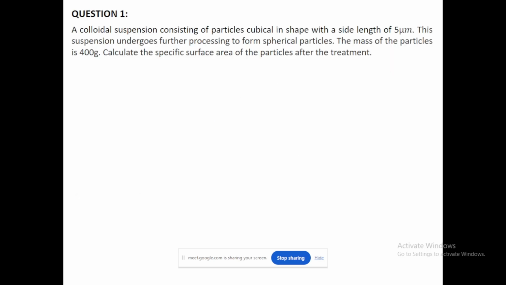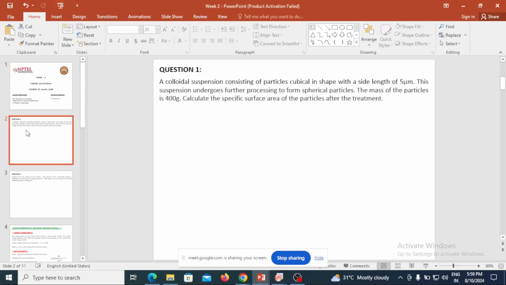This is also a very similar question to what we saw in the last week. It states that we have a colloidal suspension consisting of cubical particles with a side length of 5 micrometers, and this suspension undergoes further processing to form spherical particles. The mass of the particles is 400 grams, and we are asked to calculate the specific surface area of the particles after the treatment.